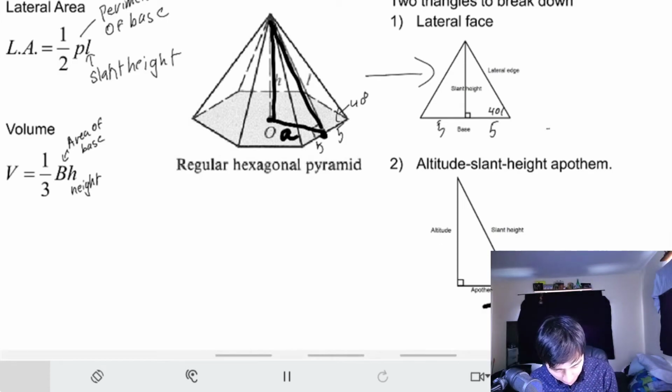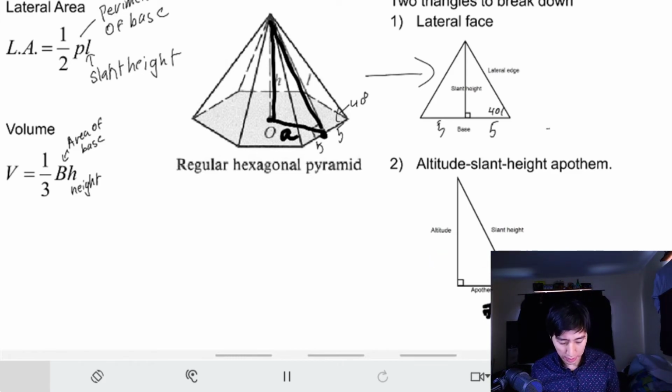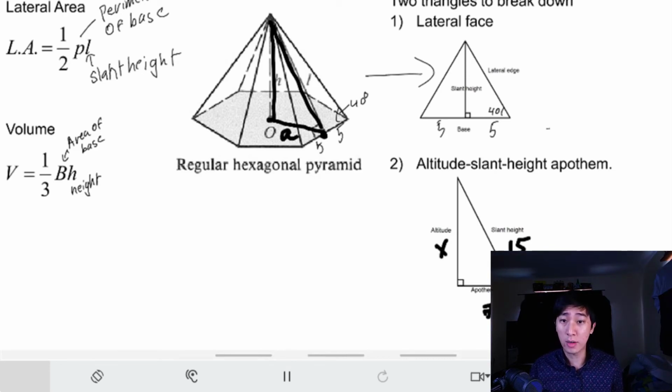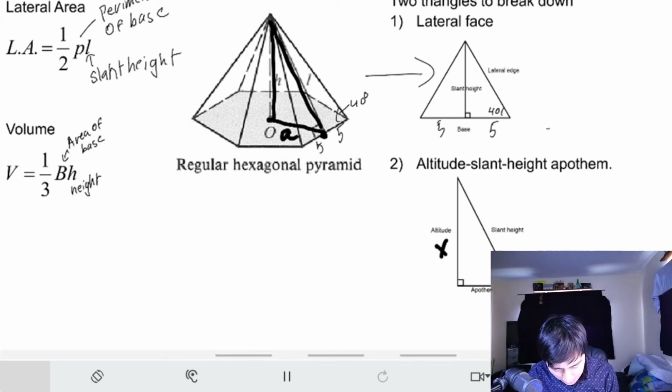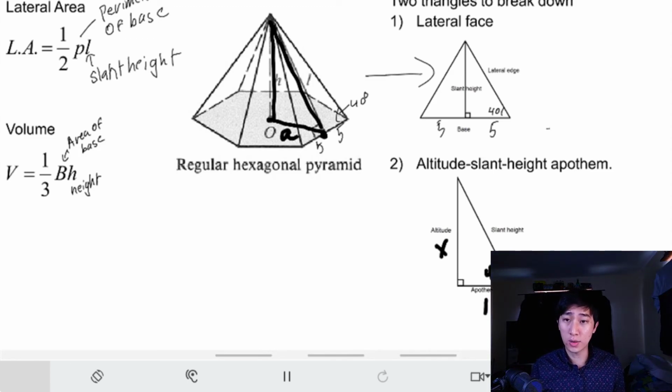Let's say this was something like 7, this was something like 10, then this was x. You could figure out the slant height, but a lot of times they'll give you the slant height and the apothem, like 15 and 7, and you'll have to figure out what your altitude is. Again, the Pythagorean theorem is your friend, and you do have this other option of saying, okay, what is this angle over here? 40 degrees, 12, and then you can figure out x using sine, cosine, tangent.